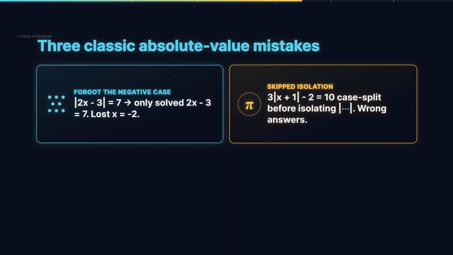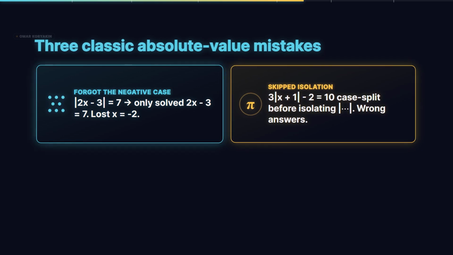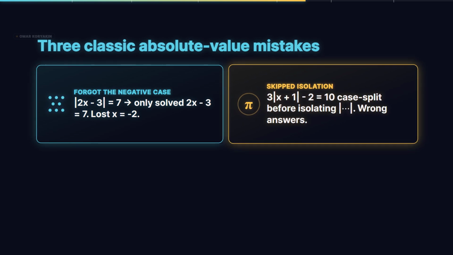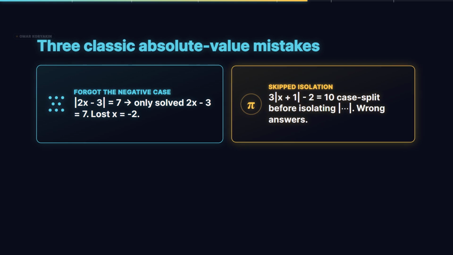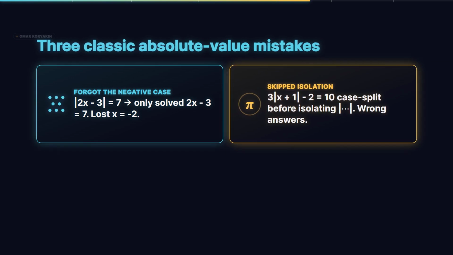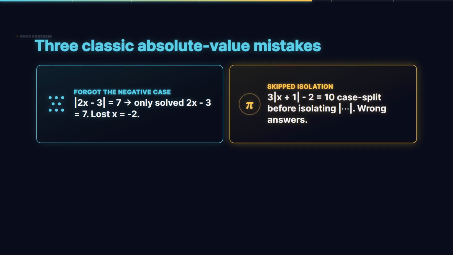A student sees 3 times absolute value of x plus 1 minus 2 equals 10 and immediately writes x plus 1 equals 10 and x plus 1 equals negative 10, treating the right side 10 as if the absolute value were already isolated. Both case answers are wrong because the multiplication by 3 and the subtraction of 2 on the outside were never undone. The fix is the explicit isolate. First habit: apply inverses until the absolute value chunk is alone with a number on the other side, then split.